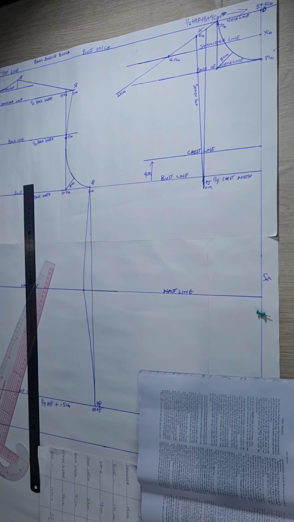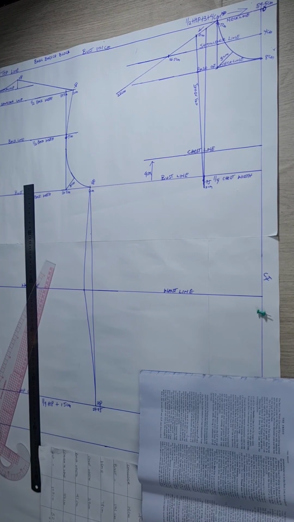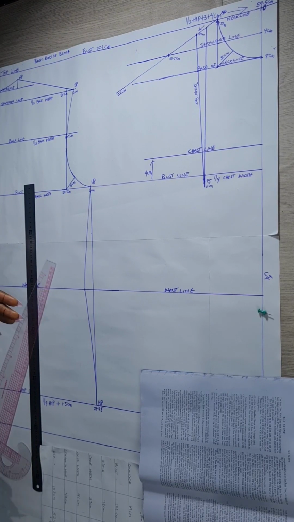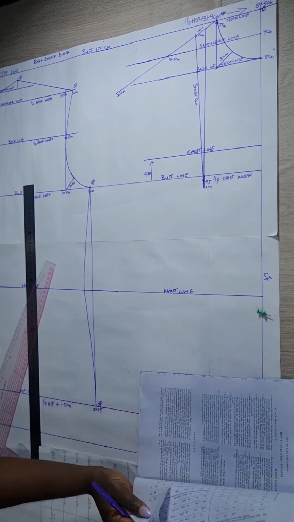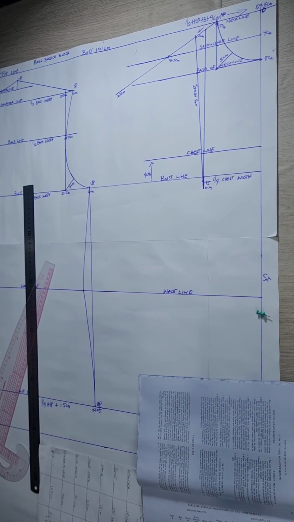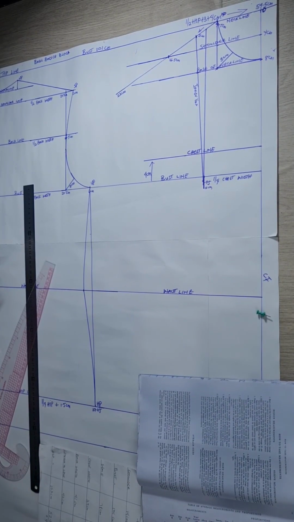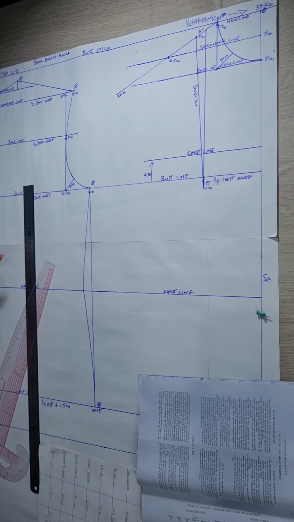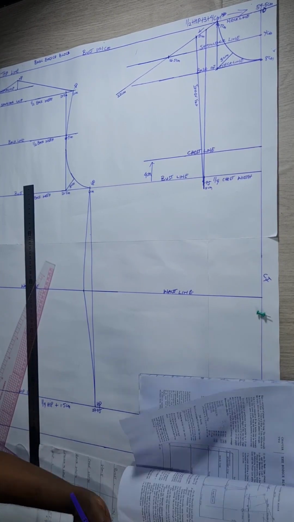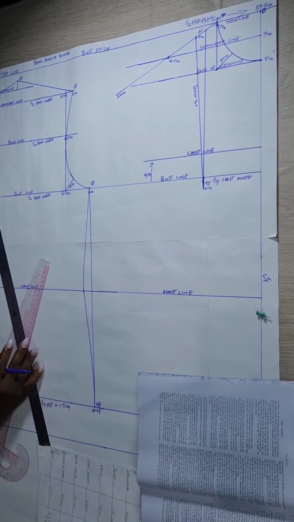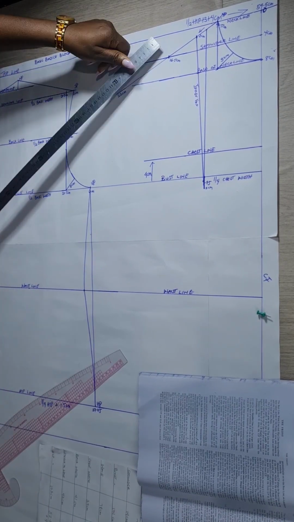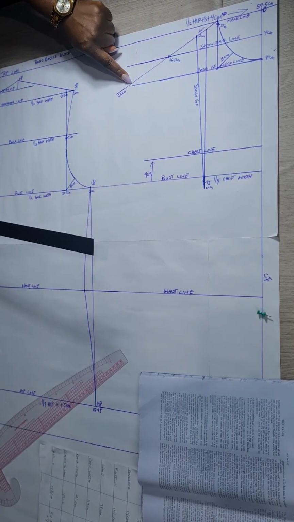From the inner line, I need to measure the size of my dart. For a bust 92, it is 7.5. For a bust 101, I'll go over to my table and check what my dart is. My dart is 8.5 centimeters. From the inner line, I will mark the size of my dart, which is 8.5 centimeters along this shoulder slope.